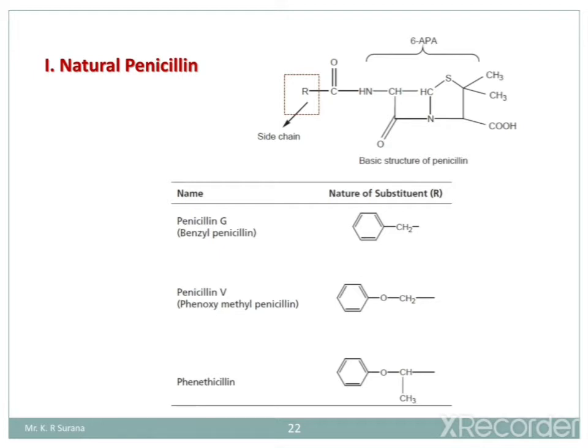Now in examples of natural penicillin, first is penicillin G. Penicillin G is also called benzyl penicillin. The substitution is a benzyl group, meaning CH2 and a benzene ring. The benzene ring is at one position with CH2, and that is substituted to the acyl amino side chain. That is penicillin G.